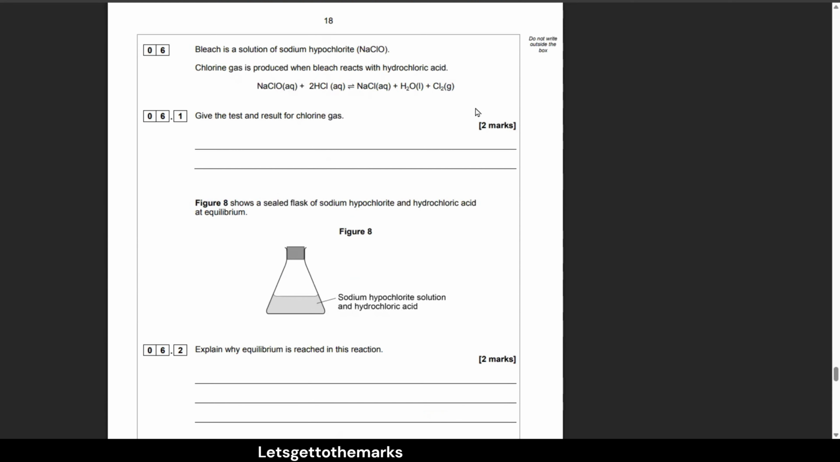Give the test and the result for chlorine gas. So you have to know a load of gases. Oh, green, chlorine's green. You have to know a load of gases and their tests. So what is the test for chlorine gas? It bleaches damp litmus paper. Yeah, bleaches damp litmus paper.